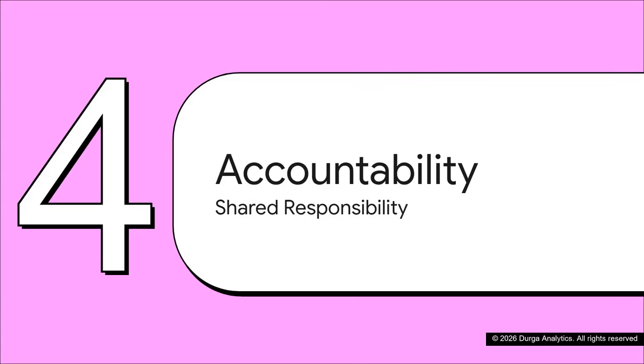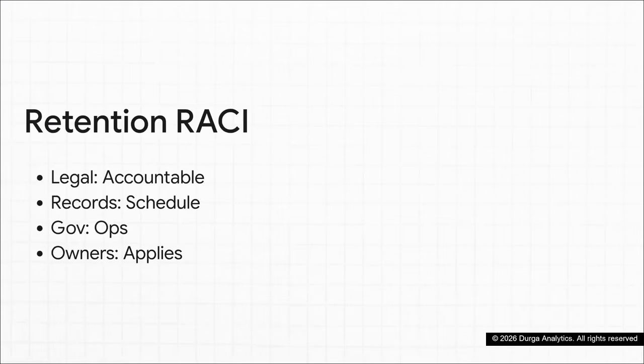Transitioning from theory to operations, we need to map out exactly who leads and who supports on the ground. This brilliantly illustrates the shared responsibility RACI model. Using data retention as an example, governance doesn't outright own the legal rule. Legal is accountable for that. Records management sets the schedule, but governance operationalizes it. We embed that rule into stewardship so it actually happens in the real world rather than just living on a SharePoint site. And then the data owners apply it.